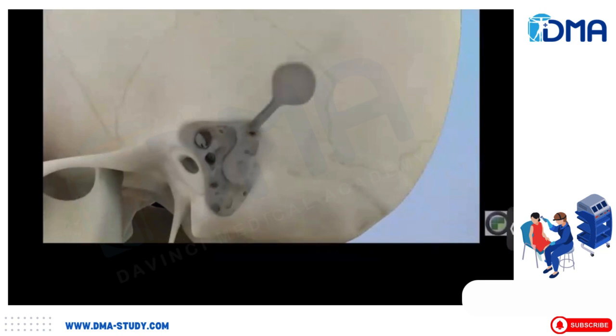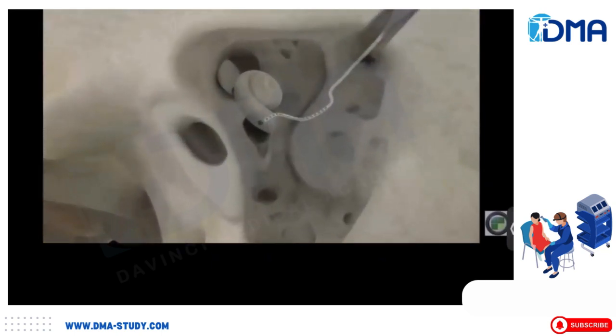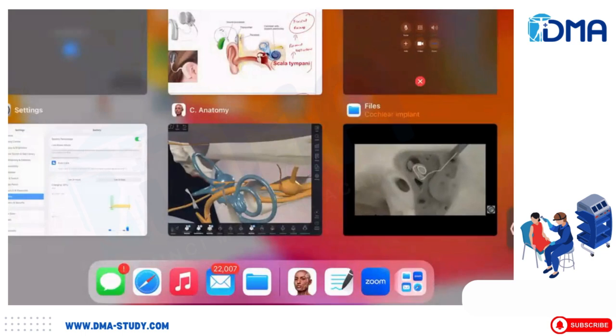They fit the implant and insert the electrodes into the cochlea. Can you see how beautifully they're inserting? The electrode array is then inserted into the round window and gently threaded into the cochlea. Okay, this is a cochlear implant. Fine.